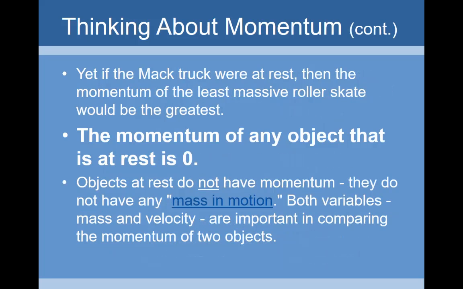But when we look at this Mack truck versus the roller skate, we also have to realize that the momentum of any object that is at rest is zero, because the velocity is zero and therefore the overall momentum is zero. Because they're not in motion. So that's an important thing to keep in mind. Let's see the relationship between these different units.